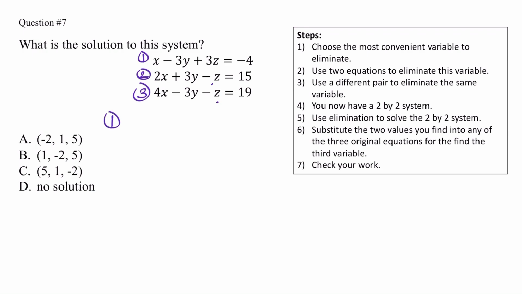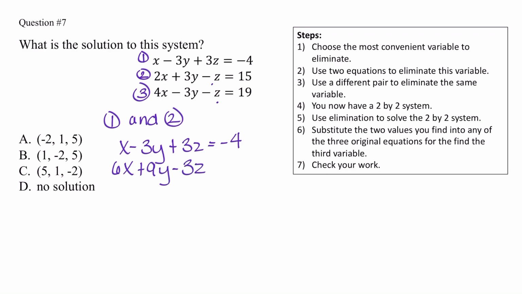So first I'm going to combine 1 and 2. And so I have equation 1, which is x minus 3y plus 3z equals negative 4. I'm going to multiply equation 2 by 3 so that I can go ahead and eliminate that z term. So I have 3 times 2x, so that's going to be 6x. 3 times 3y, which is going to be plus 9y. And then minus 3 times z, which is going to be minus 3z. And remember, I have to multiply 15 by 3 also, so I have that equals 45.